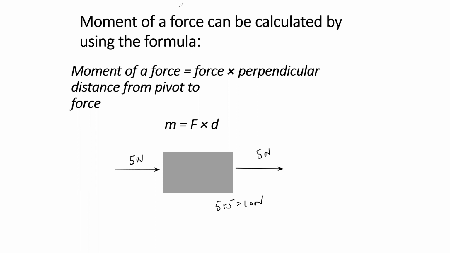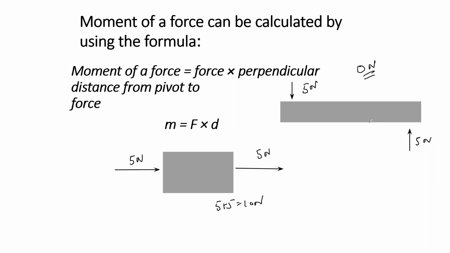In the same way, if an object has one force acting down and another force acting up, 5 Newton down and 5 Newton up, what is the result of these two forces? 0. So the resultant force will be 0, as I did in the previous example. Same thing if two forces of 5 Newton are acting in the same direction.